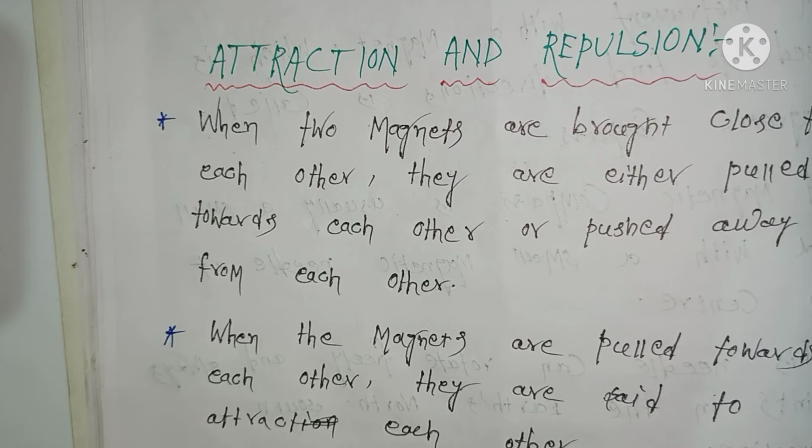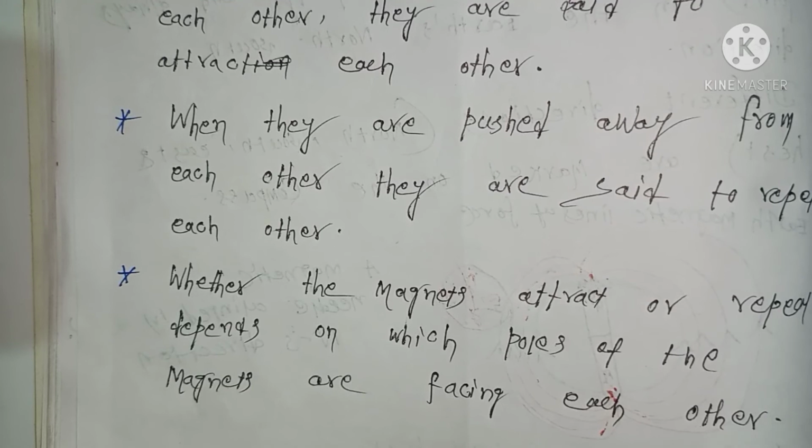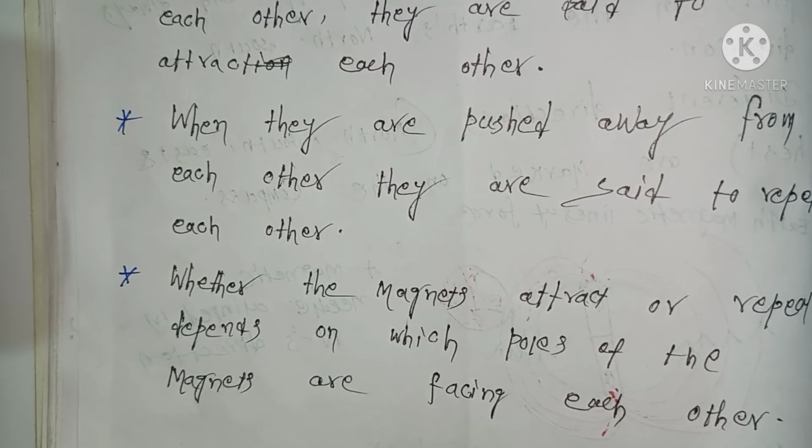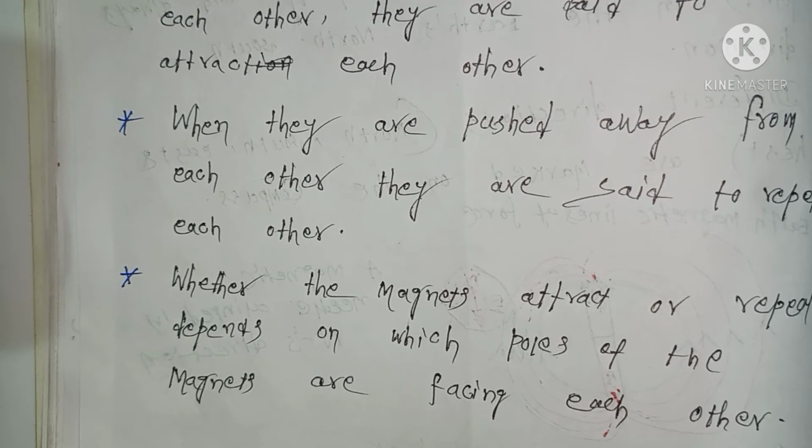Whenever they are pushed away from each other, it shows repulsion in nature. So whether the magnets attract or repel depends on which poles of the magnets are facing each other. This one is very important.